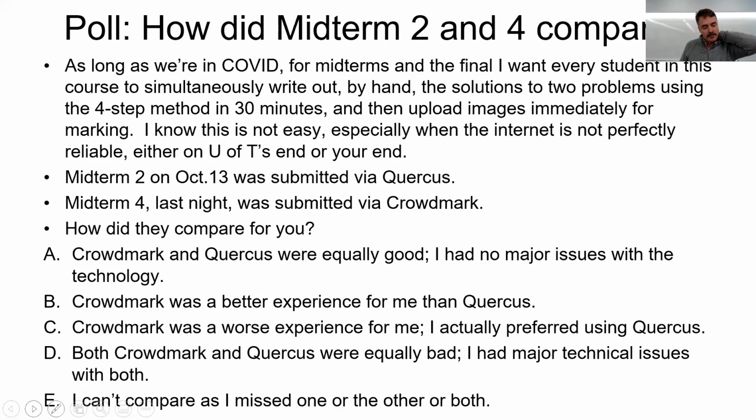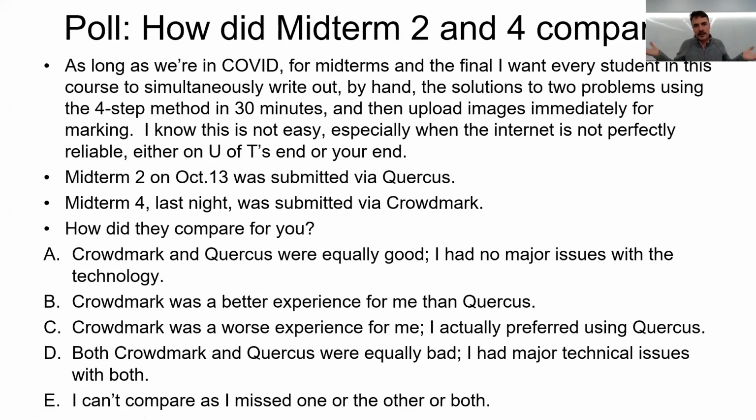So one thing I did is midterm 2 was done on Quarkus, submitted using that, I guess it's an assignment function on Quarkus. And then last night, we used CrowdMark. So my question for you is, how did they compare? So think about that, and I'll read these through for you. Let me just launch the polling.